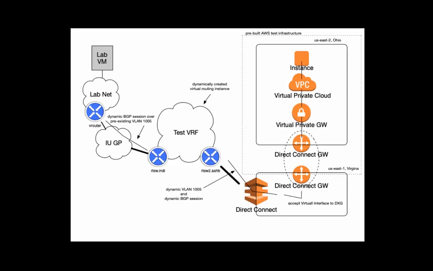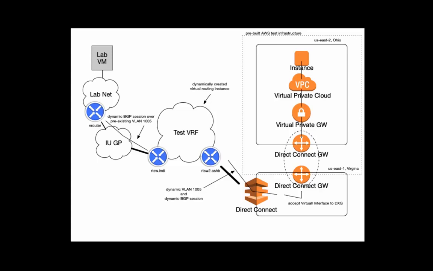Our demo will be taking and creating a L3 VPN or a VRF on the Internet2 network and attaching that VRF via direct connect into the direct connect gateway that is already pre-configured.